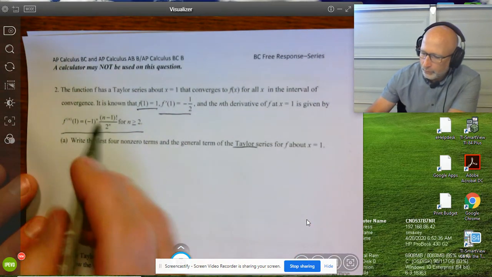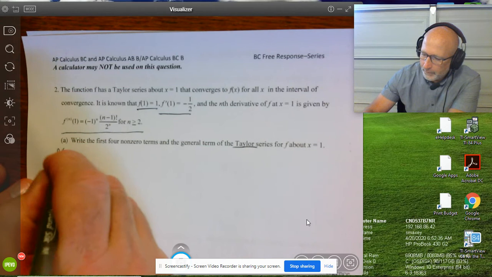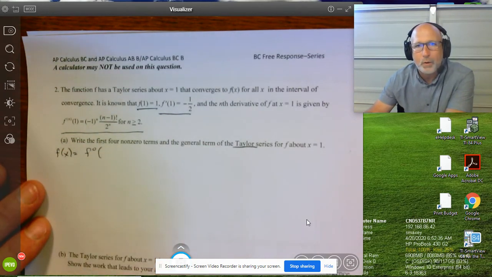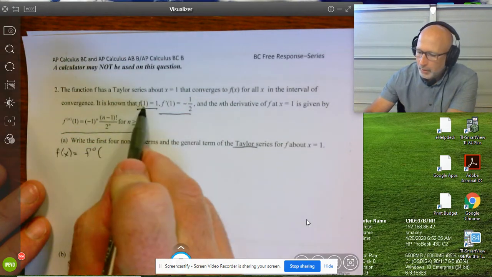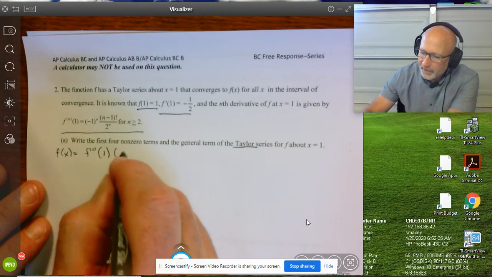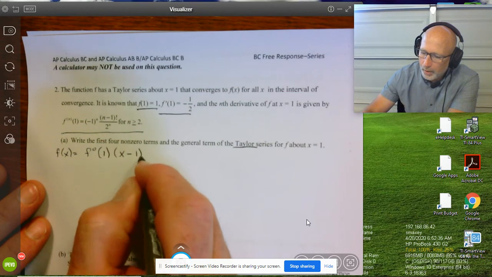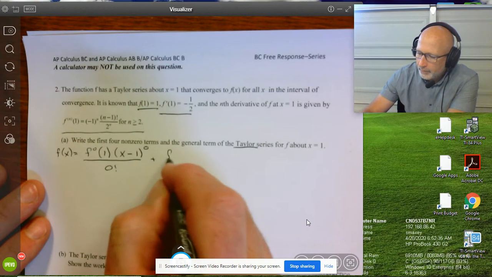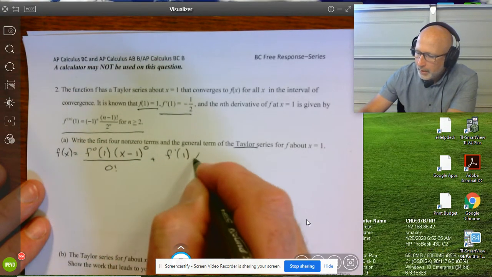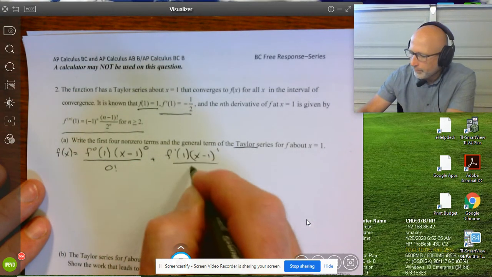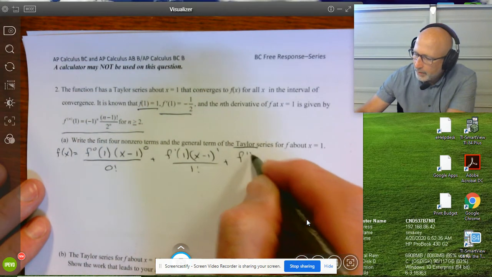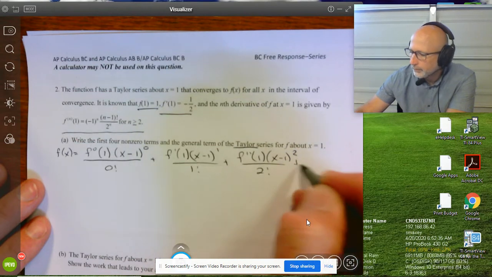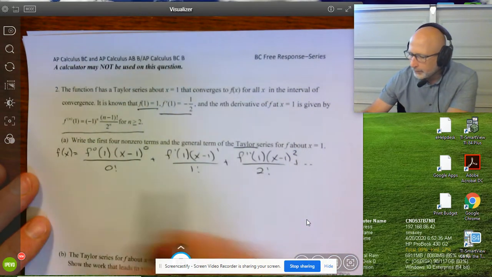Okay. So Taylor series, where it's centered at 1 here, is you have f of x is equal to the zeroth derivative evaluated at where it is centered, times x minus where it's centered, 1, to the power of 0 all over 0 factorial, plus the first derivative evaluated at 1, x minus 1 to the power of 1 all over 1 factorial, plus the second derivative at 1 times x minus 1 squared all over 2 factorial, and then so on. Okay, that's the general formula.